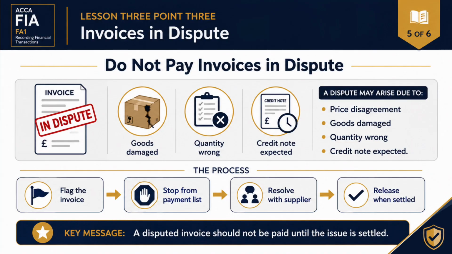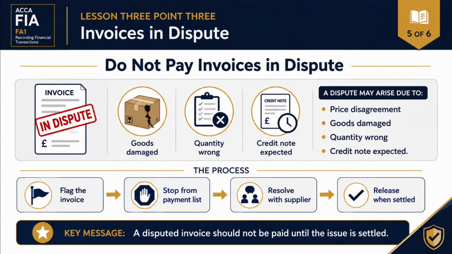Releasing the dispute. When a dispute is resolved, the item should no longer remain blocked. The accountant or authorized person must update the system. This is sometimes called releasing the dispute. This means the invoice is no longer stopped from payment.